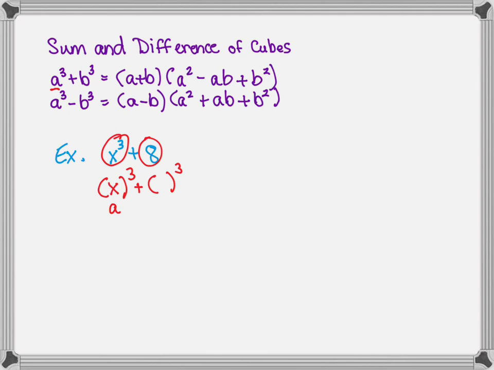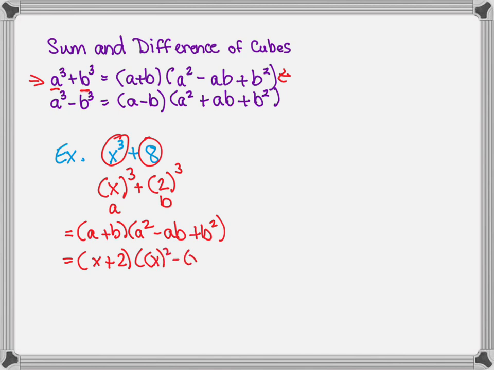Then, what cubed is 8? 2. So b in the formula is 2. So then, we're using that first formula because we have our plus, we have a sum of cubes. So I'm going to write the right-hand side. So it factors to a plus b times a squared minus ab plus b squared. Let's substitute in our a and b.